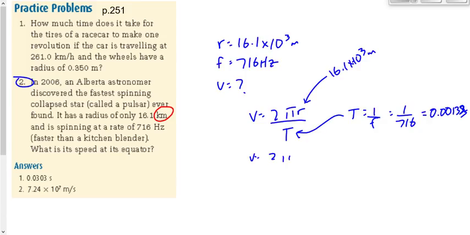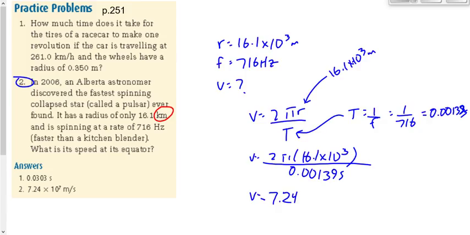2 times pi times 16.1 times 10 to the 3. Or, listen, you could just move the decimal place over 3 places. 16,100 would be fine. Divide it by the period, which is 0.00139 seconds. We do that math and it works out to be, I assume, the answer that's in your book, 7.24 times 10 to the 7 meters per second.